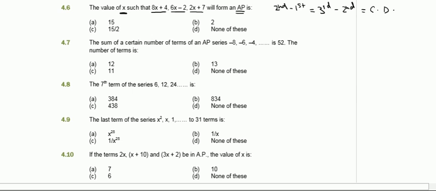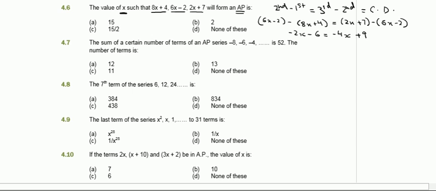Our second term in this question is 6x minus 2. First term is 8x plus 4, which should be equal to third term, which is 2x plus 7, minus second term, which is equivalent to 6x minus 2. 6x minus 8x will give us minus 2x, minus 2 minus 4 will give us minus 6, which should be equivalent to 2x minus 6x, which is minus 4x, and 7 plus 2 will be 9.